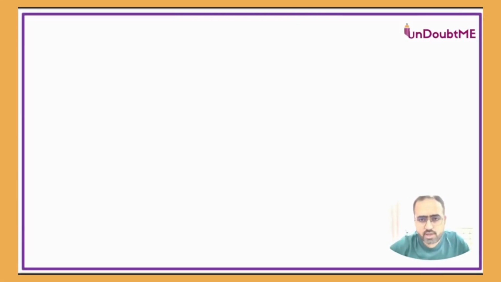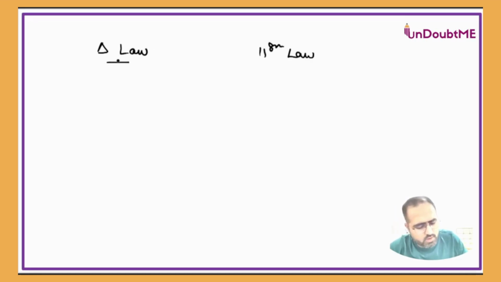So for vector addition, we have two laws. The first one is called the triangle law, and the other one is the parallelogram law. Okay, both of them work for vector addition. We'll start with the triangle law.